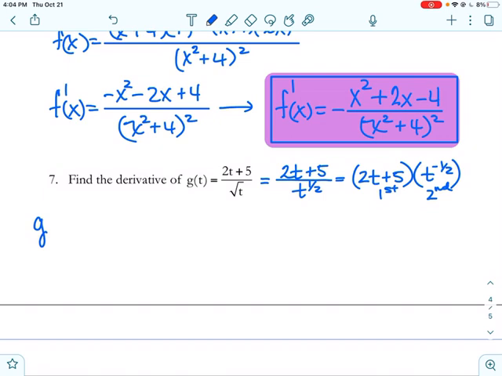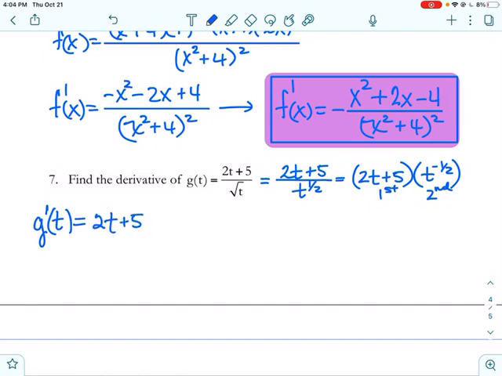So I could have used quotient rule with this, but I'm just going to do another product rule problem with you. G prime of t, a product rule by converting the expression. And many times when the denominator is pretty simple, it's easy to do this, bring it up and just make it a negative exponent. So we have g prime of t is equal to first 2t plus 5.